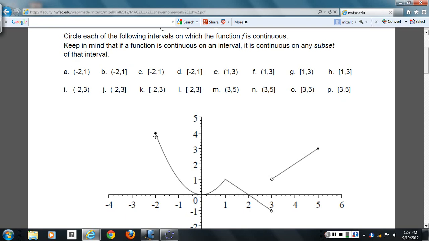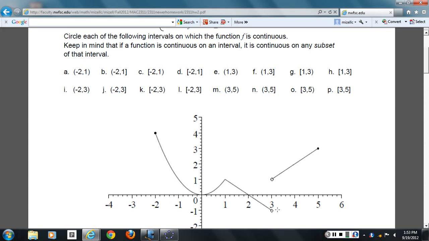We can include the negative 2 or not. It's continuous from the right at negative 2 because it goes up to that point where it's defined, and we have a solid dot right where it should be. Of course, it's not continuous at 3 because it's not even defined at 3.